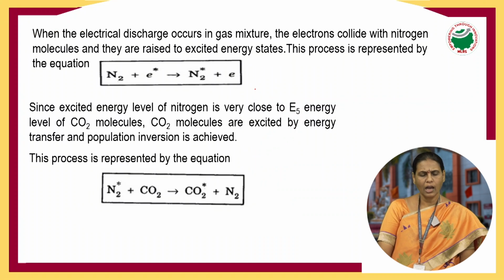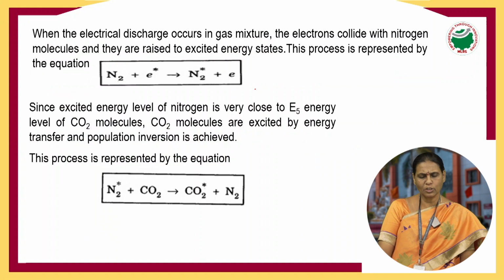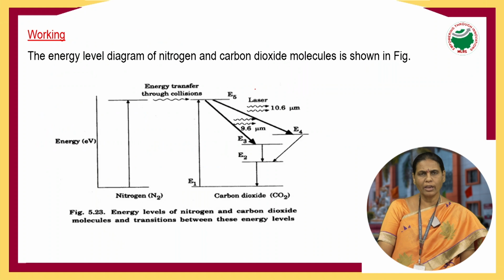Now let me explain how the energy level diagram will be taking place. Now there are 2 possible types of transitions. One transition is from E5 to E4, another transition is from E5 to E3. Now you can see, we have pumped, we have released a gas discharge. Then automatically that discharge will enter inside the glass tube. That is a quartz glass tube which is filled with the gases. Initially the energy is taken by the nitrogen molecules. Now the nitrogen molecules jump to higher energy state.